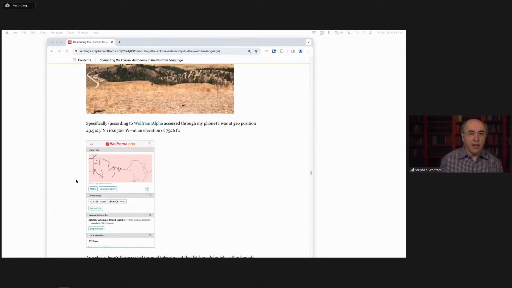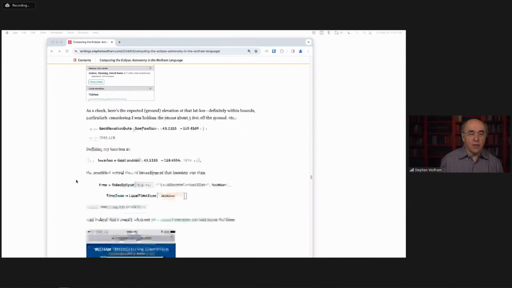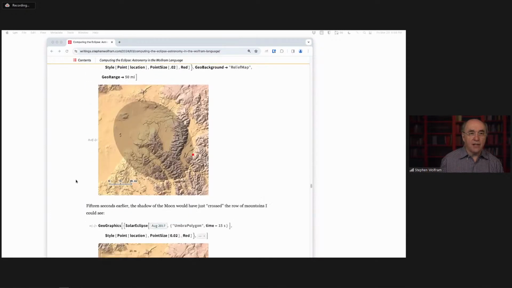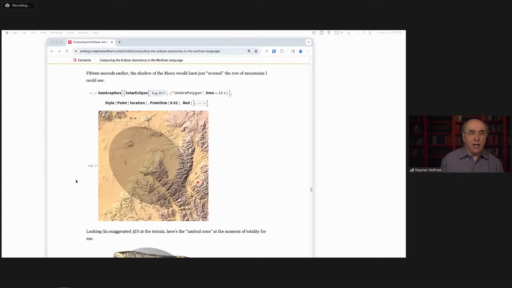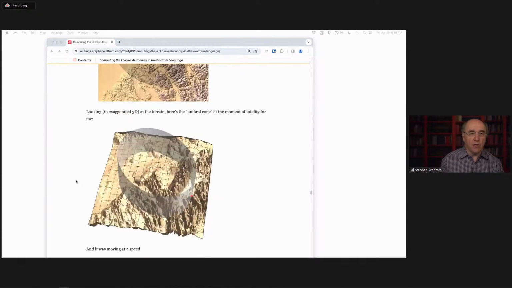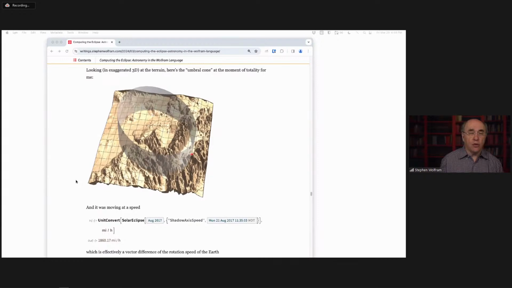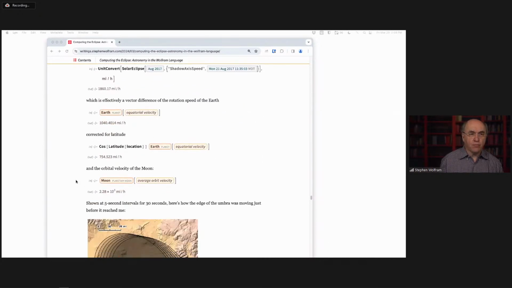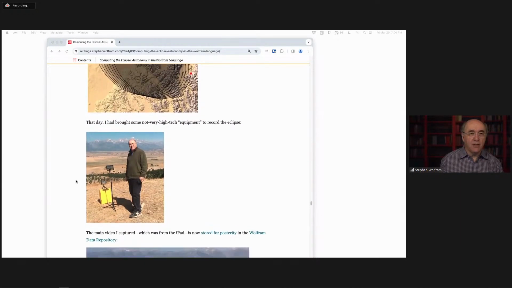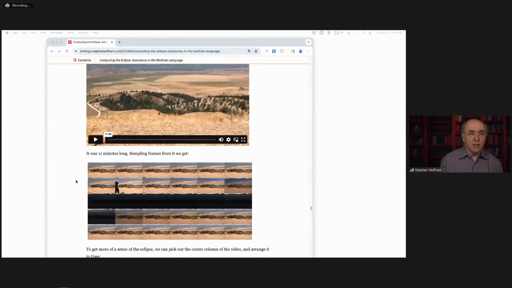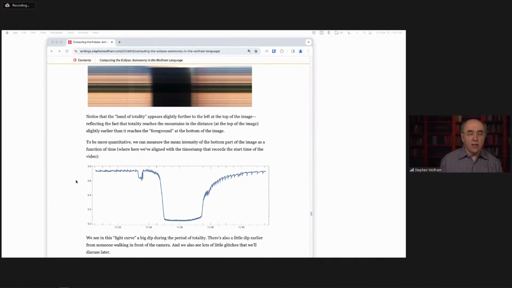Then I talked a little bit about the analysis of the data that I got from the 2017 eclipse, and some interesting pictures of what the terrain looked like and the actual shadow of the moon on that terrain, and the 3D shadow, the cone of shadow relative to the terrain. And that's me with my rather unsophisticated equipment for observing the eclipse. And then there's the light curve that I got from that unsophisticated iPad looking at the eclipse.